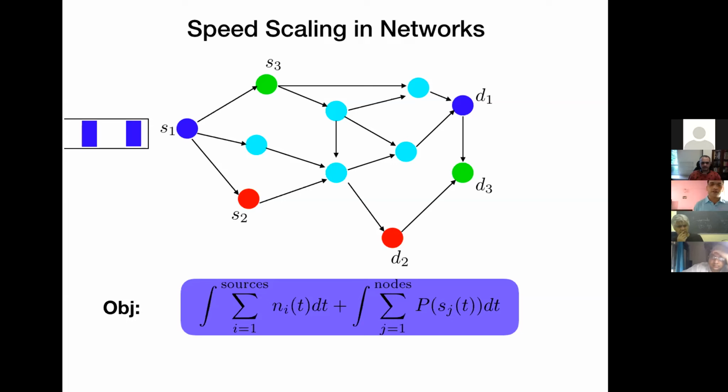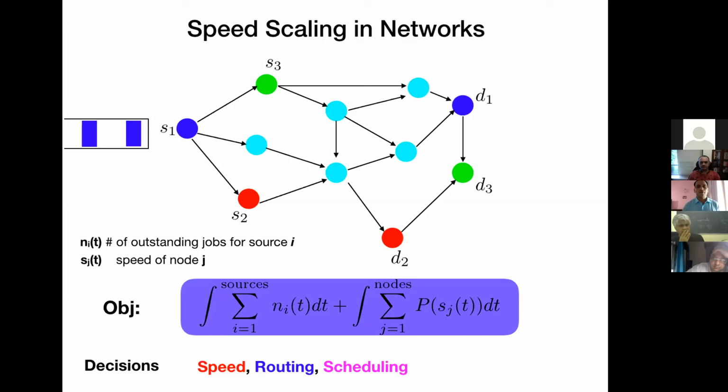A natural extension of the earlier cost is just to add the flow time across all sources and add the power across all the nodes in the network. So the flow time is counted across all the sources, and the energy cost is counted across all the nodes in the network which are going to operate. Some of the nodes may not be useful, but we're just going to pretend that the speed at that point is 0.